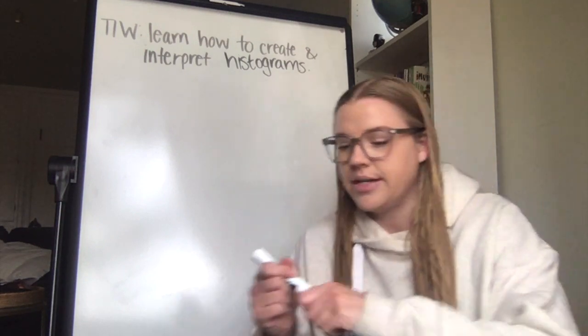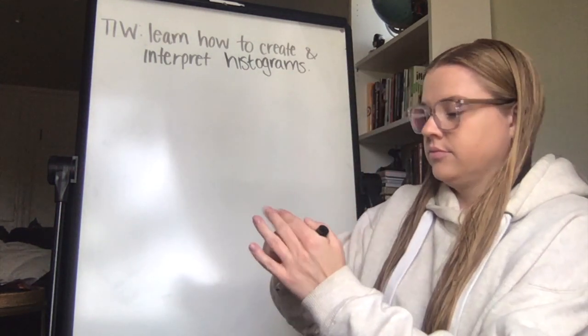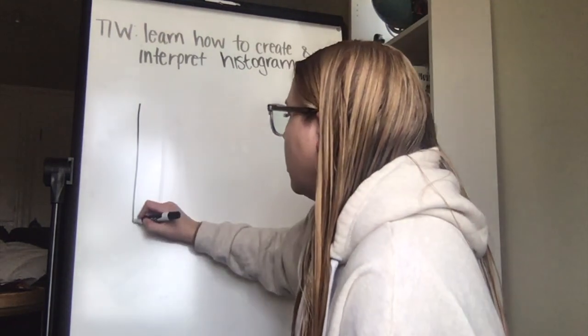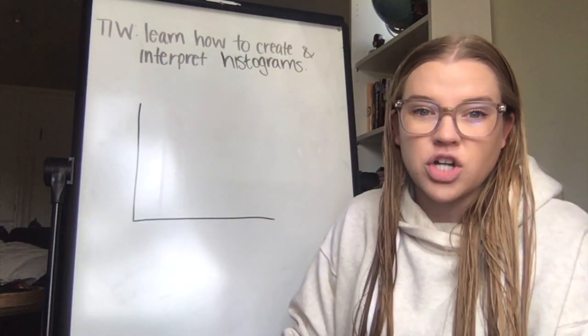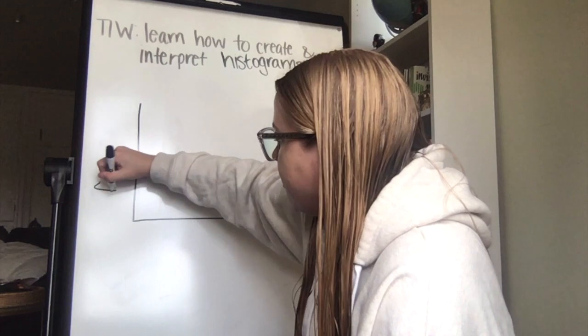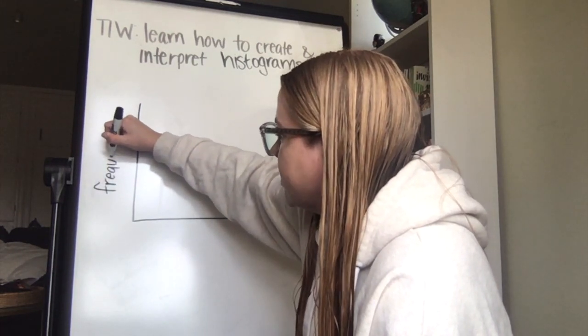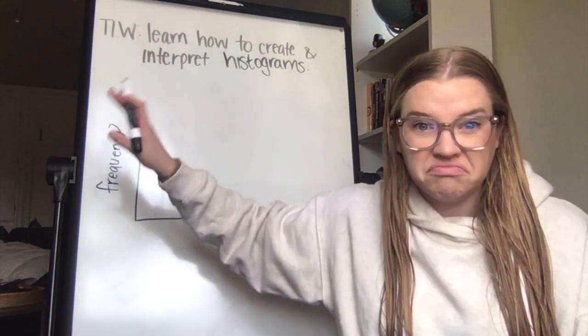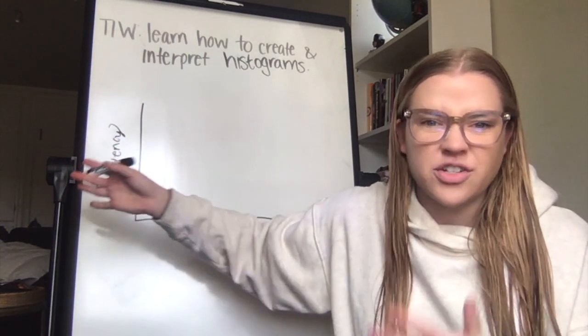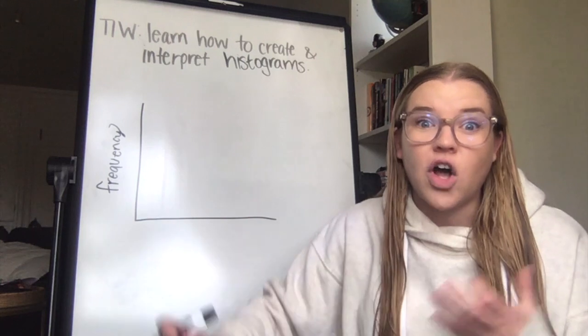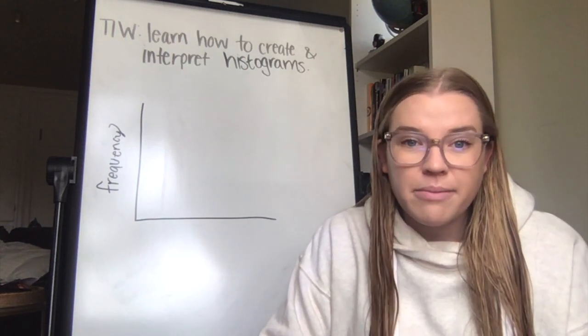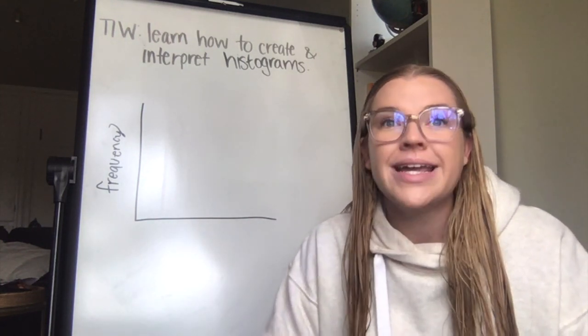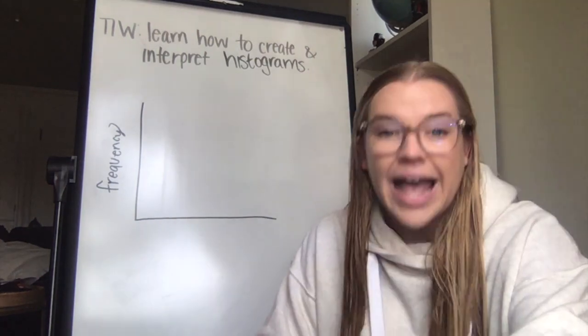So what a histogram is, it again looks very similar to a bar chart, but over here, it's the frequency. The frequency essentially means how many answers, about how many people answered that question that way, or how many answers fall into a certain category. The other thing about histograms is that the answers are grouped into categories.